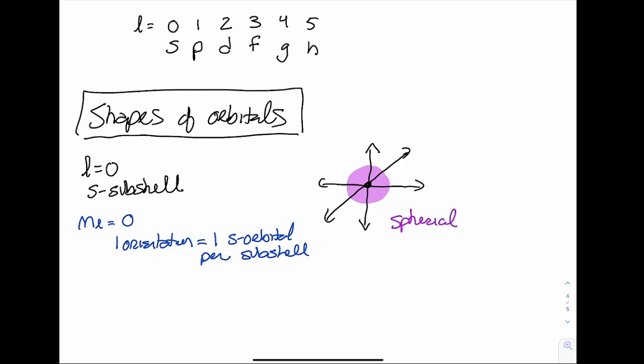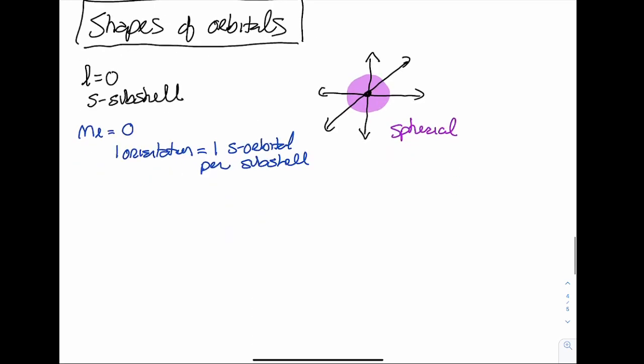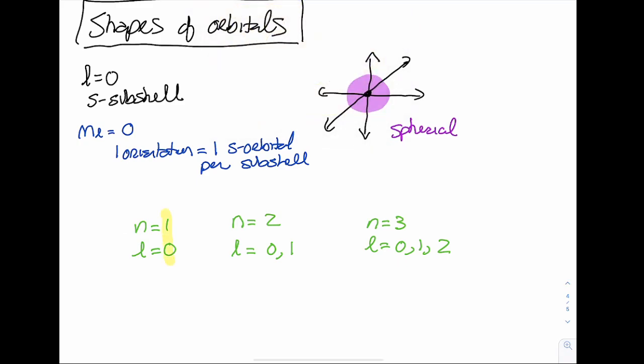How my value for L changes in different shells is it just gets larger, right? Remember, if n is equal to 2, that means that L is equal to 0 and 1. If n is equal to 3, L is equal to 0, 1, and 2. And if n is equal to 1, L is only equal to 0.